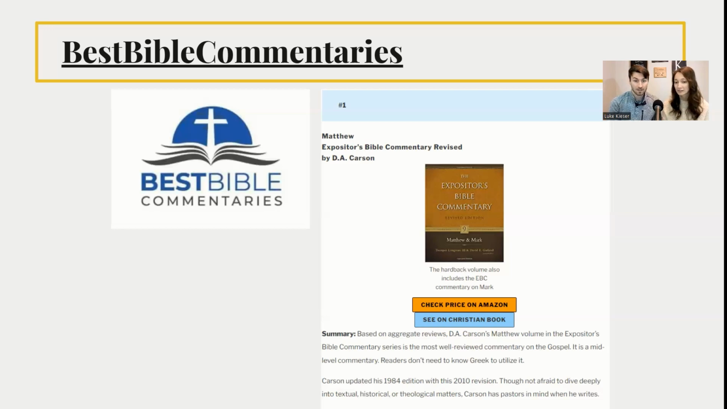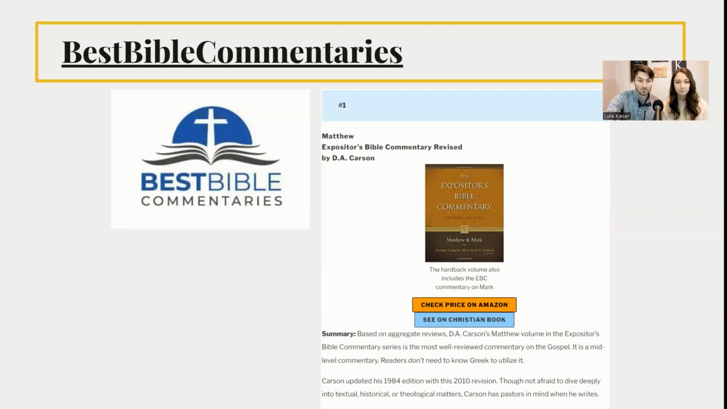Yep. Like here it says, D.A. Carson's Matthew volume in the Expositor's Bible Commentary series is the most well-reviewed commentary on the gospel. It is a mid-level commentary. Readers don't need to know Greek to utilize it. So that is helpful. You know what to expect when you're going in. So that's Best Bible Commentaries.